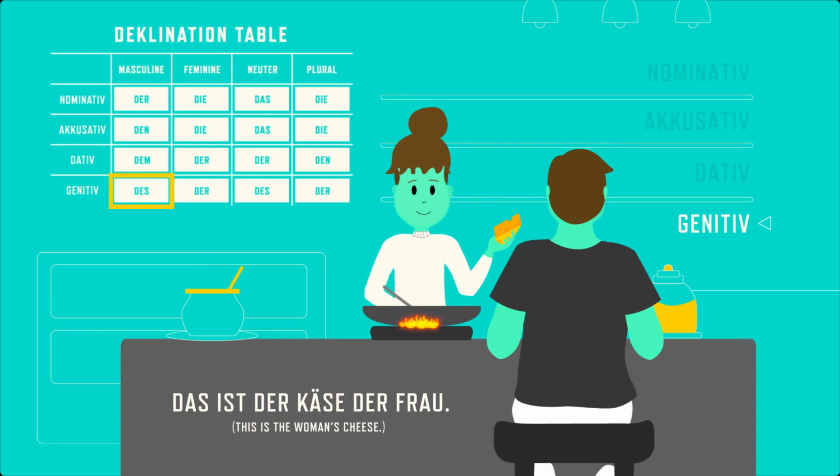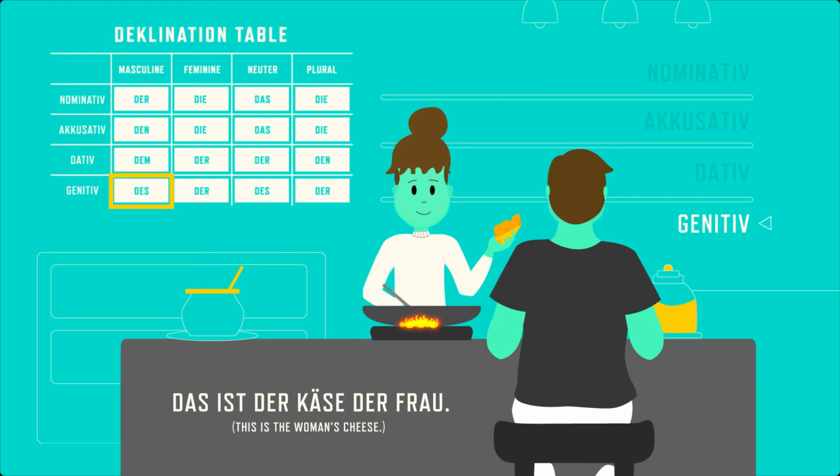This is just like how we use apostrophe s in English, but in German they don't use that. They will just put the object before the one who owns the object. Zum Beispiel, das ist der Käse der Frau. It is written in genitive form.